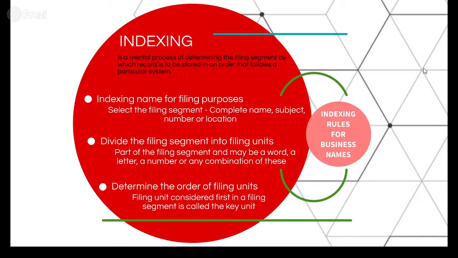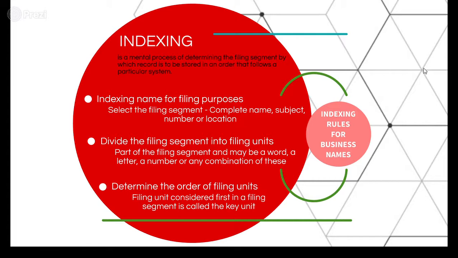Indexing is a mental process of determining the filing segment by which a record is to be stored in an order that follows a particular system. Indexing names for filing purposes: select the filing segment, complete name, subject, number, or location. Divide the filing segment into filing units.